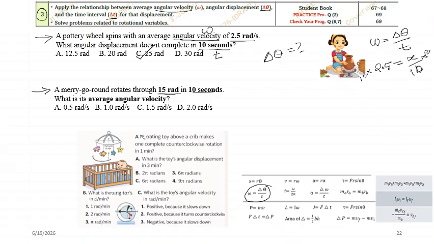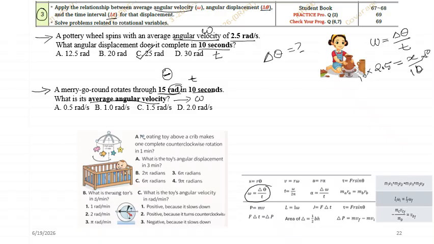What is 15 rad? By looking at this particular term, you should understand this is theta, and no one will make a mistake about this one. It's t. Okay, theta and t they have given. Now, what is the average angular velocity?